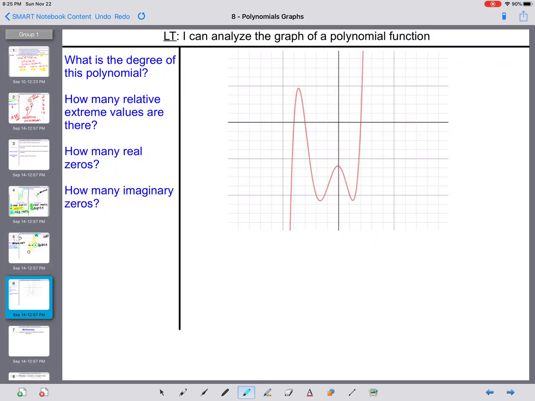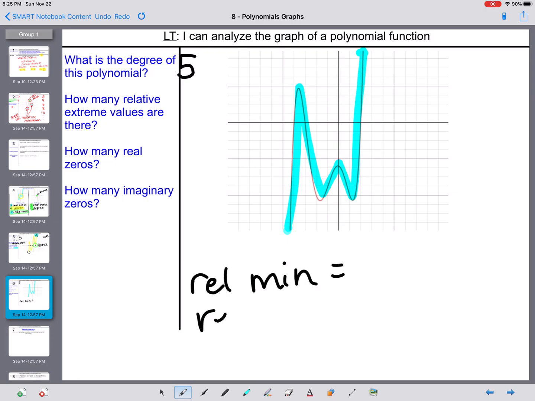All right, one last example we'll do together. What is the degree of this polynomial? So again, I see that it ends off in 2 different directions, so I know it has to be an odd number. Let's count. 1, 2, 3, 4, and 5. So again, we have 5 as our degree. How many relative extreme values are there? In order to find the relative extreme values, we're going to need to find out how many relative minimums there are and how many relative maximums there are, and just count them up. So for our minimums, we have 1 and 2. For our maximums, we have 1 and 2. So total, we have 4.